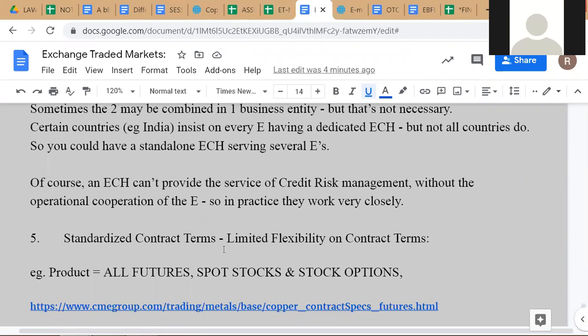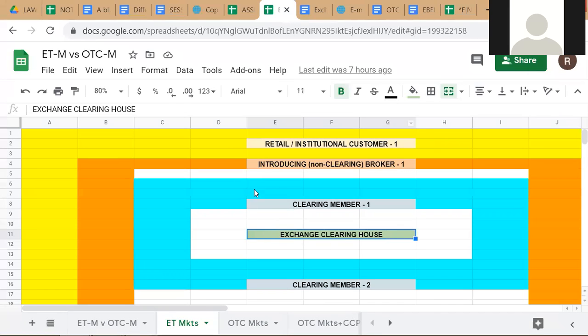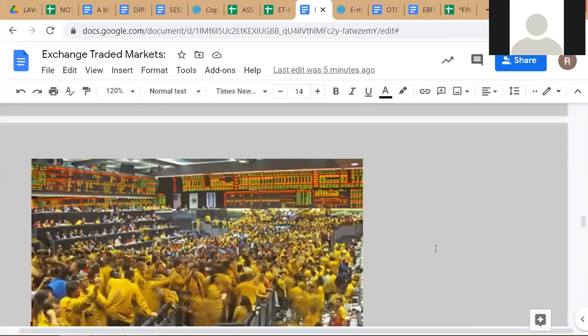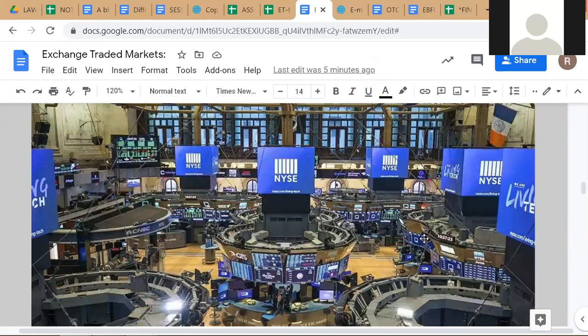Right, so this part which I've mentioned here, you can read about this. The exchange clearing house and the exchange: E is for exchange and ECH is for exchange clearing house. They can actually be different entities, and when we understand the concept, we should understand them as separate entities, but they actually work very closely with each other. So in the diagram, I have given the exchange clearing house and the exchange. So this trading is happening on the exchange, okay? Like this kind of an exchange. It's happening on the exchange where you have trading floors like the CME S&P 500 futures pit, or you have the NYSE floor trading.